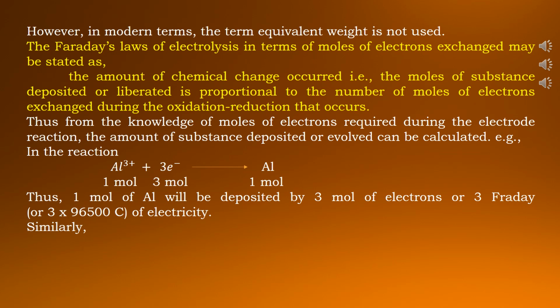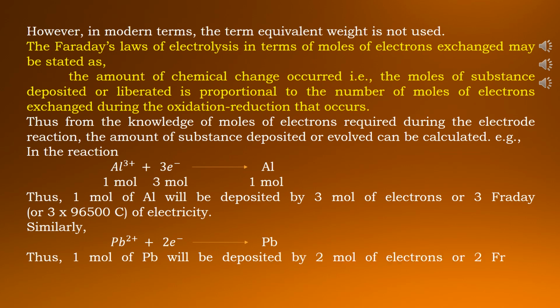Similarly, Pb2+ by gaining 2 electrons changes to Pb solid. Thus, 1 mole of lead will be deposited by 2 moles of electrons or 2 Faradays of electricity.